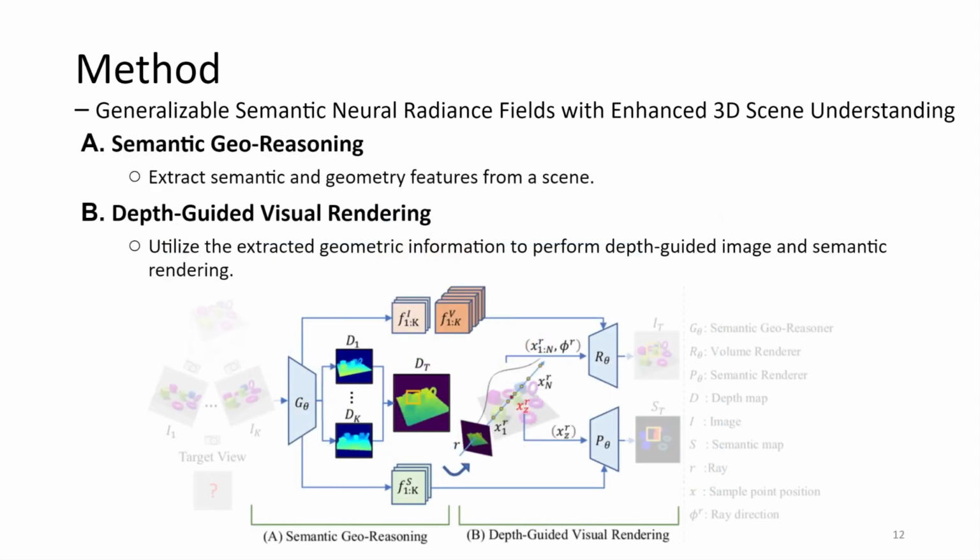Our method consists of two steps. The first step is semantic geo-reasoning, which extracts pixel-aligned features and valuable geometry cues for rendering. The second step is depth-guided visual rendering, where we design two sampling strategies based on the geometry cues to perform image and semantic rendering simultaneously.